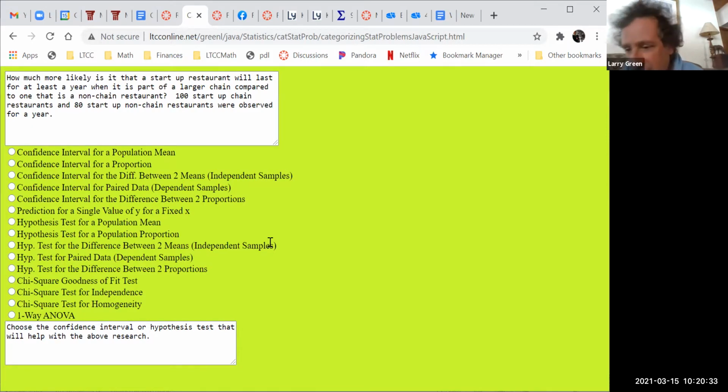Let me just read 1 or 2 of these. How much more likely is it that a startup restaurant will last for at least a year when it is part of a larger chain compared to one that is a non-chain restaurant? 100 startup chain restaurants and 80 startup non-chain restaurants were observed for a year. So then you have to decide which of these many things it is.